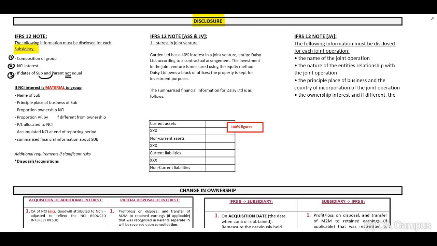If this is the case, you need to include the name of the subsidiary, the principal place of business, the proportion of ownership of our NCI. If the voting rights differ, profit and loss allocated, accumulated NCI at the end of the reporting period, and then summarized financial information about our subsidiary. Guys, there is an additional requirement if there are significant risks. I normally indicate that you should rather disclose more information than less. And then if there are disposals or acquisitions, guys, you need to indicate the details thereof.